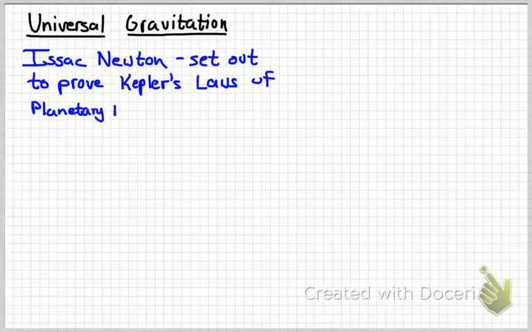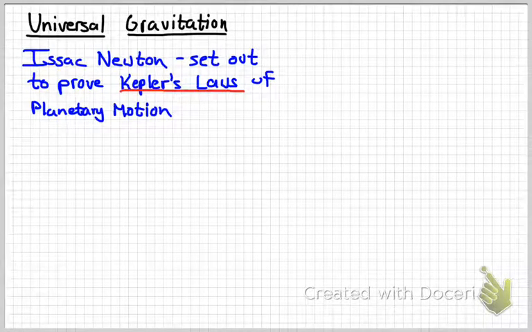Kepler's laws, there were three of them, were simply observational laws that predicted the motion of the planets. Kepler had no idea why those laws were the way they were. They just worked based on him finding out what the pattern of the planetary motion was. So Kepler's laws were very successful, but nobody could really explain them. And that's what Newton set out to do.